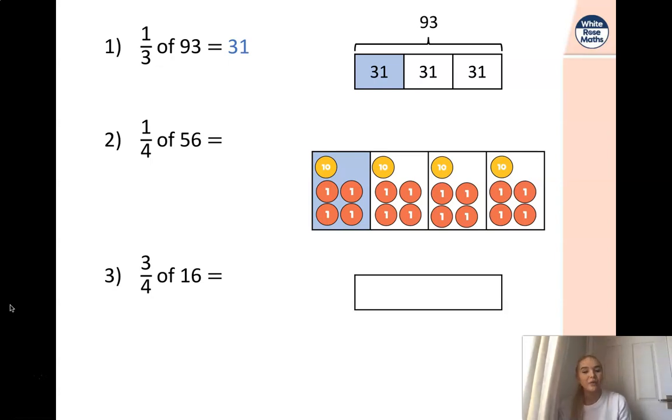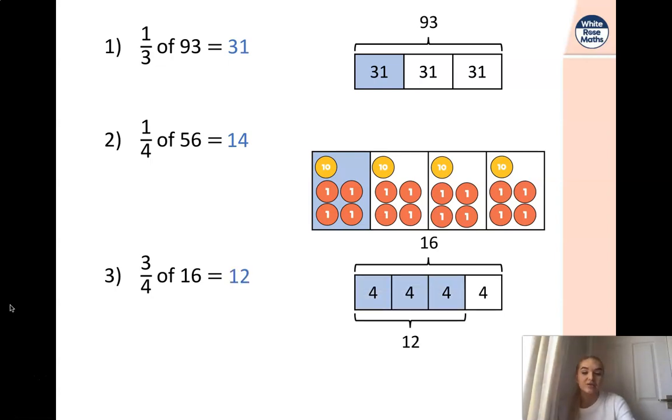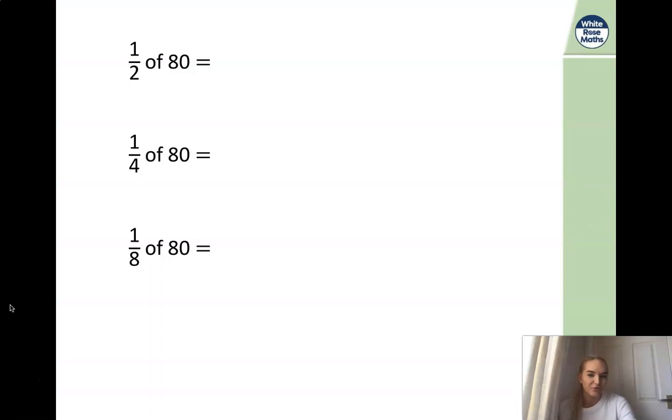Finally then, 3/4 of 16. We know that we're dividing 16 by 4 first of all, and then we are working out what 1/4 is, which is 4, and then 3/4 would be 12. Well done if you got all those right.